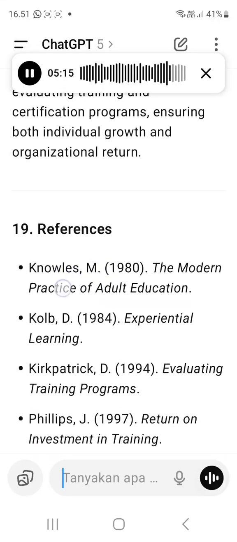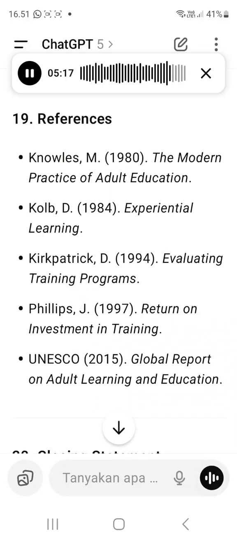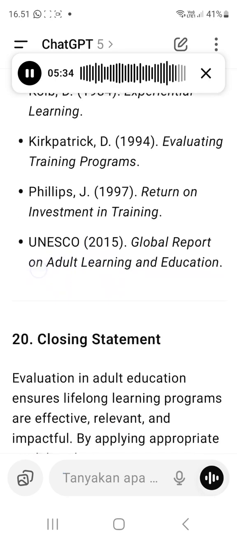19. References. Knowles M., 1980, The Modern Practice of Adult Education. Kolb D., 1984, Experiential Learning. Kirkpatrick D., 1994, Evaluating Training Programs. Phillips J., 1997, Return on Investment in Training. UNESCO, 2015, Global Report on Adult Learning and Education.